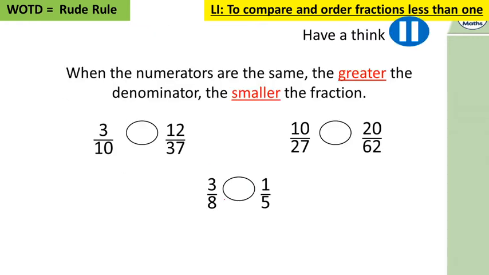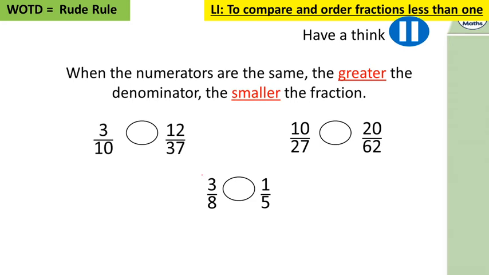Okay, so have a go at these, thinking about when the numerators are the same, the greater the denominator, the smaller the fraction. So you need to make equivalent fractions here, so you can make the numerator the same. So what can you do with 3 to make it equal 12? What can you do with 10 to make it equal 20? What can you do with 1 to make it equal 3? So you have equal numerators, so you can compare them more easily.